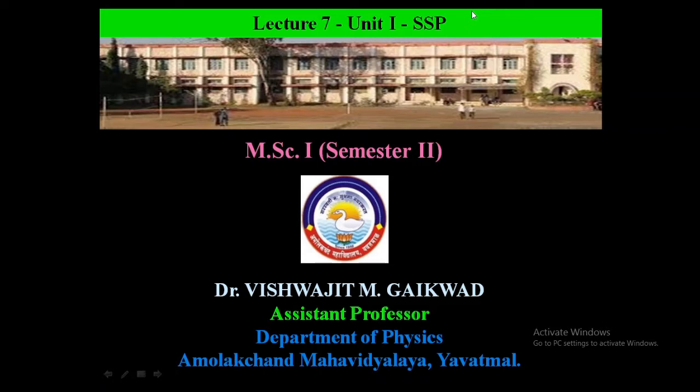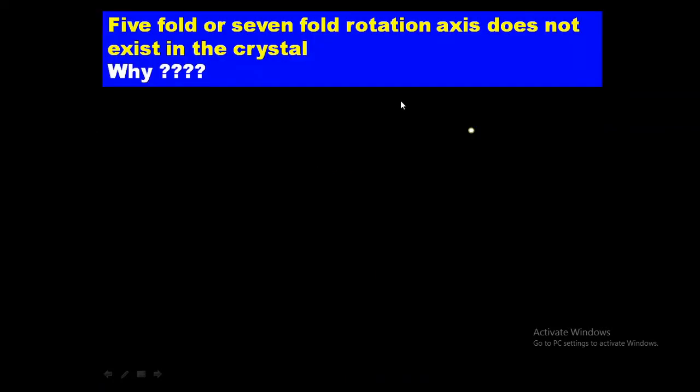In this lecture we will see why 5-fold or 7-fold rotation symmetry does not exist. We will prove it by an analytical method. We'll draw one figure, and on the basis of that figure we'll prove that 5-fold or 7-fold rotation symmetry does not exist.